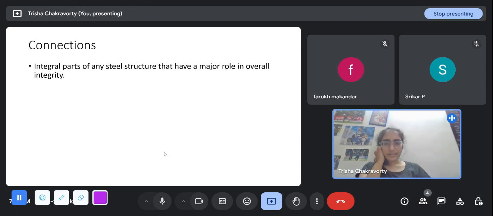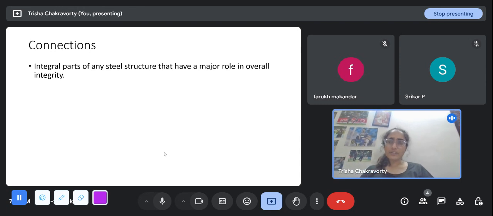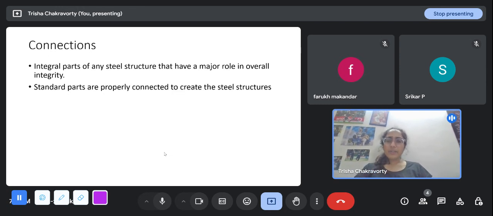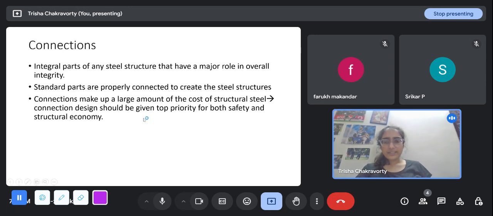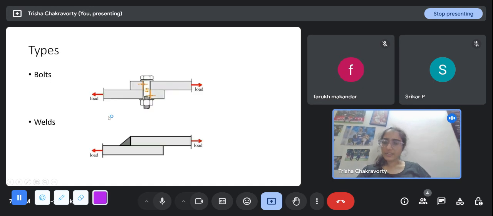Connections are integral parts of any steel structure that have a major role in overall integrity. Standard parts are properly connected to create the steel structure. So these standard parts are the sections, and the structure is the overall structure where the sections have to be connected at the joints. Connections make up a large amount of the cost of structural steel. So connection design should be given top priority for both safety and structural economy.